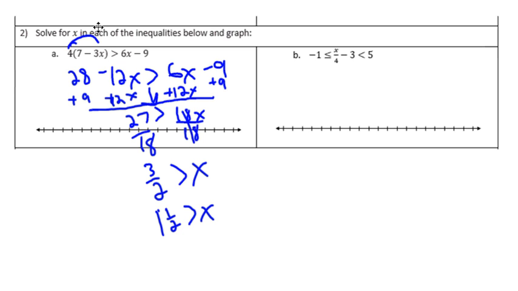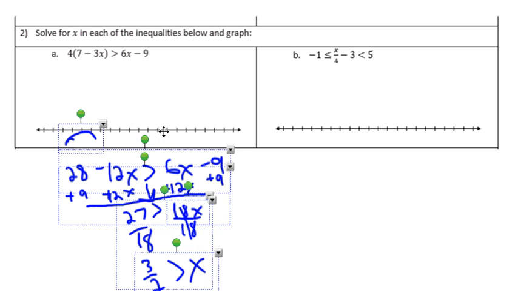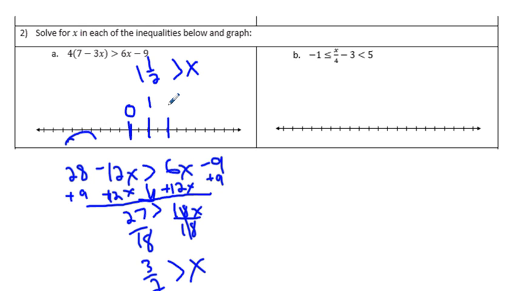So we're just going to move all of this over so that we could graph it. Remember, our solution was all real numbers less than 1.5. So on my number line here, I'm going to take advantage of space. I'm going to call this 0, I'm going to call this 1, I'm going to call this 2, and I'm going to call this 3. So our reference point is 1.5.